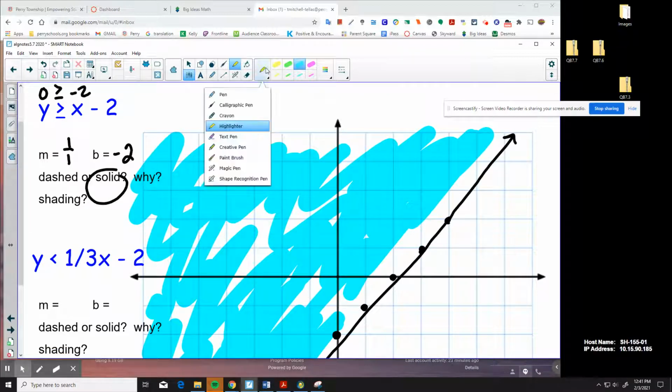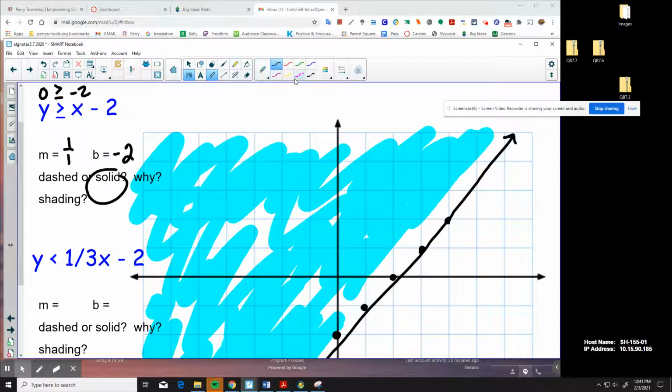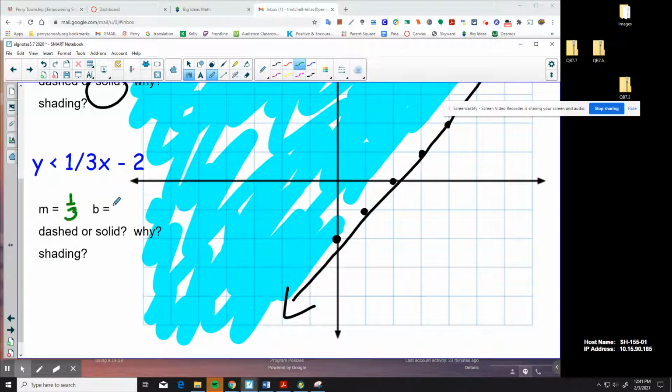I'm going to switch colors. So we'll do green this time. So my slope is 1/3 and my b is -2. Up 1 right 3, up 1 right 3, and this is a dotted line. So this time I'm just going to dot it instead of using the calculator function.